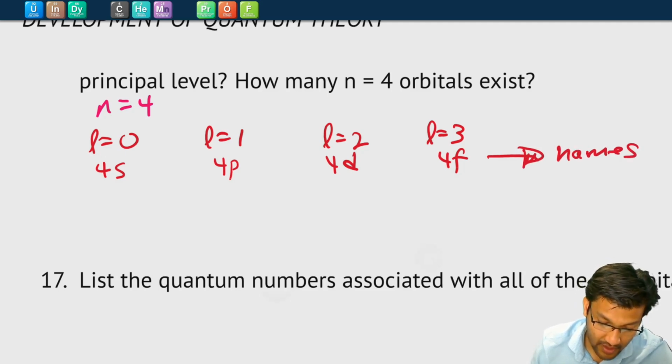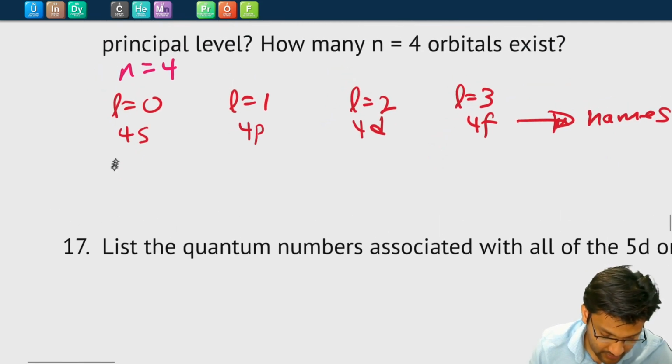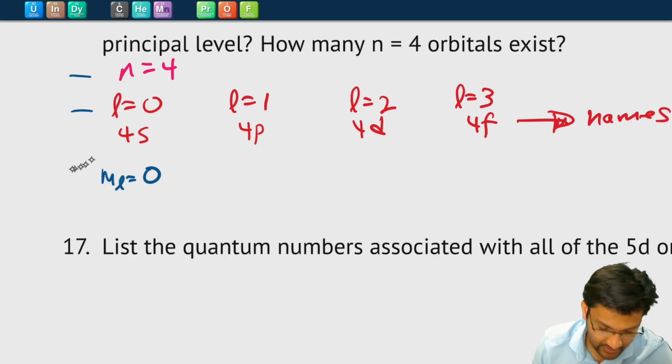Let's figure out how many orbitals there are. Let's use blue. For L equals 0, the ml value can only be 0. So n, L, and ml together make up the orbital. So this is one orbital. So this is one orbital here.